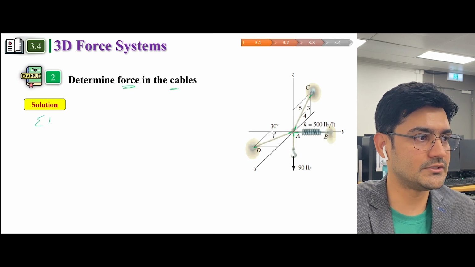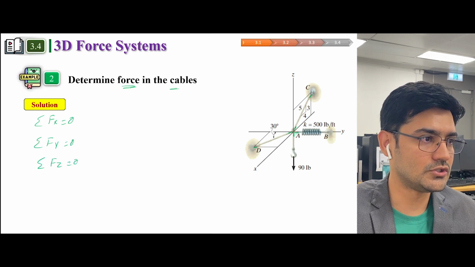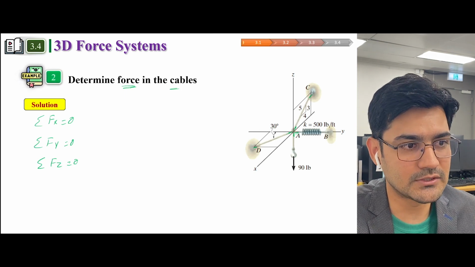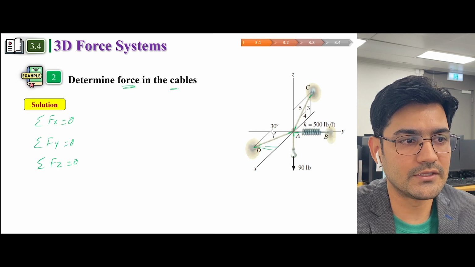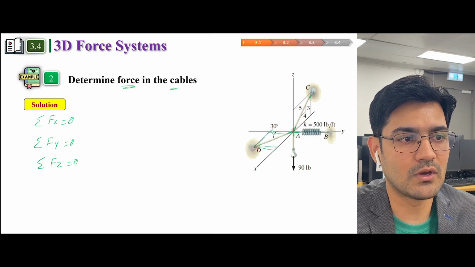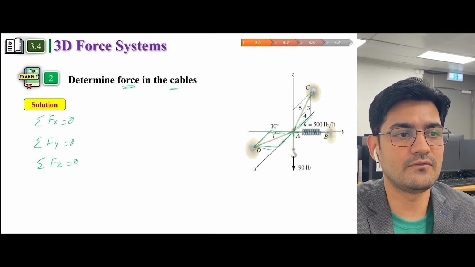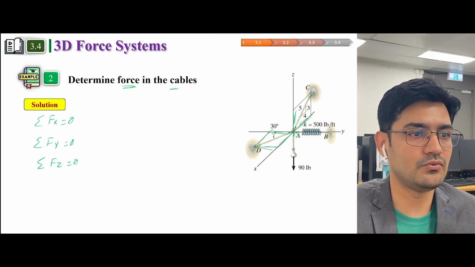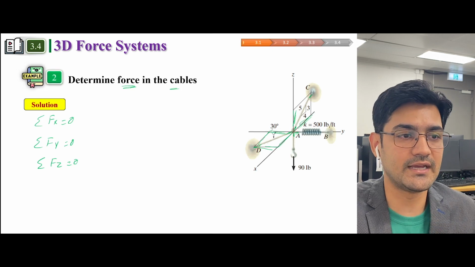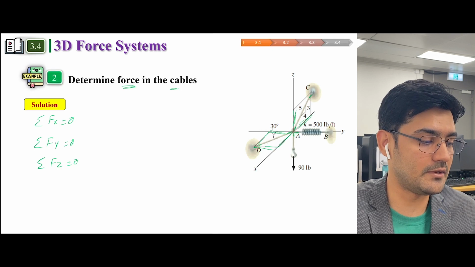So we have 3 equations. Summation of f of x is equal to 0, summation of f of y is equal to 0, summation of f of z is equal to 0. Because this is the force, these are the components. This would be one component of D, this would be another component of D. Similarly for C, this would be one component of C, this would be another component of C. So in this way, we can try to resolve all these components into all these 3 directions, and then we can solve for the equations of equilibrium.